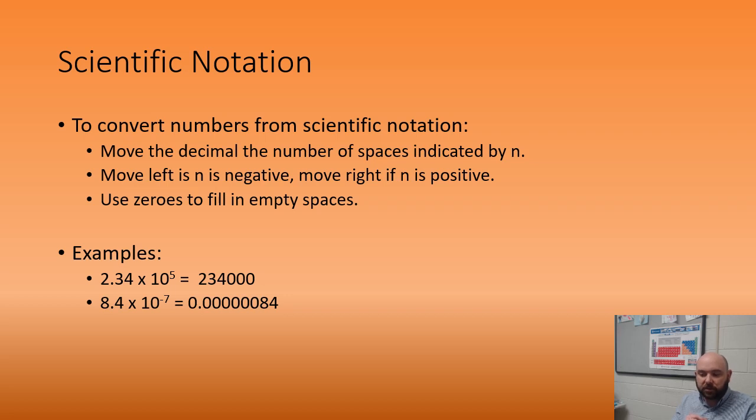We have two examples here on the bottom. 2.34 times 10 to the 5th could be written out also as 234,000. 8.4 times 10 to the negative 7th would become 0.00000084. On the next slide, I'll work out some examples of these if you would like to follow along.